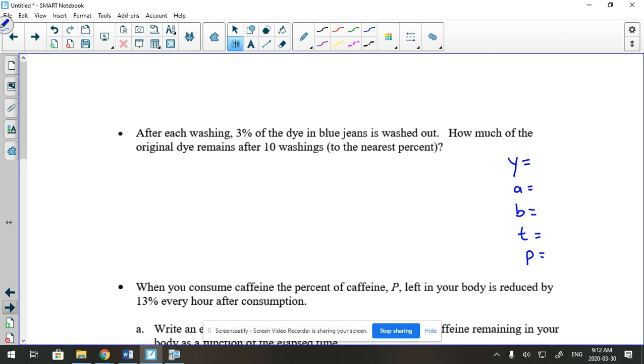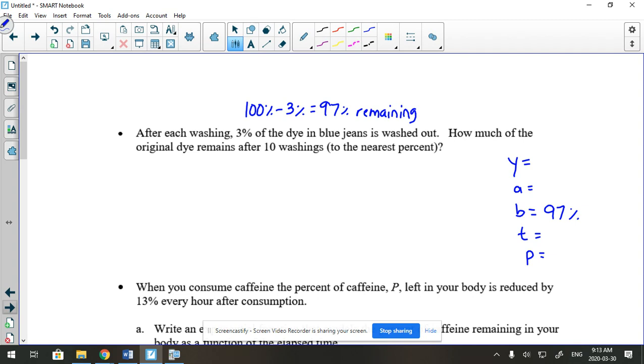So that means how much is actually there? After a wash, how much dye is in the jeans? So imagine when you start, you had 100% of the dye. So if 3% washes out after one washing, that means you have 97% of the dye remaining. So that is going to be your B value. There's 97% remaining. And all I did there was I went 100% and I minus the 3% that's getting washed out. So basically I know after each wash, only 97% of the dye will remain. And that's after each wash.